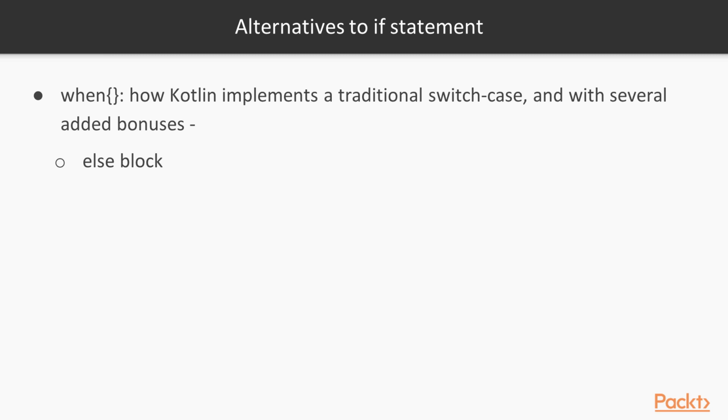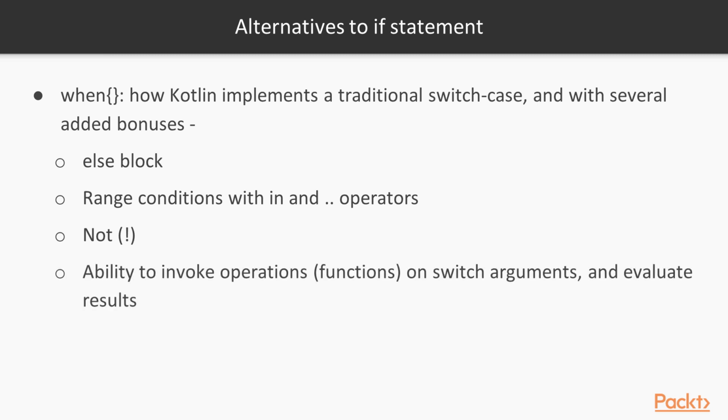Also, a traditional switch case statement assumes you're going to hit a number exactly. Kotlin allows you to actually use a range to say, if the number falls between 3 and 4, let's assume it's 3. Kotlin allows us to use a not operator in some of our range conditions, and it also allows us to operate functions on our switch arguments and evaluate results.